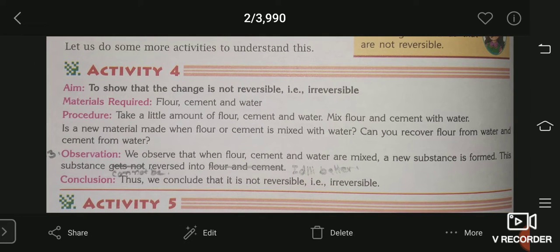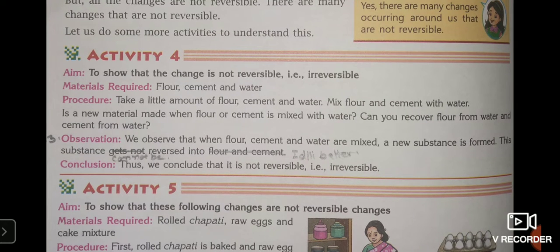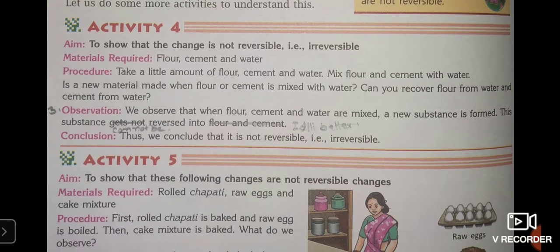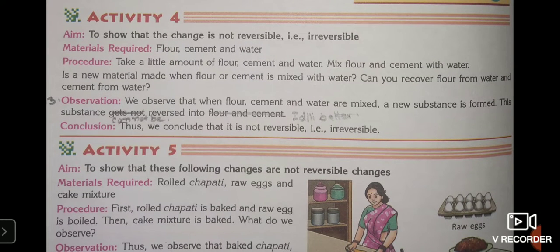Now, let's take an activity to understand that change is not reversible or that is irreversible. Now, materials required here are flour, cement, and water. Take a little amount of any flour like wheat flour, cement, and water. Mix flour and cement with water. Is a new material made when flour or cement is mixed with water? Can you recover flour from water and cement from water?